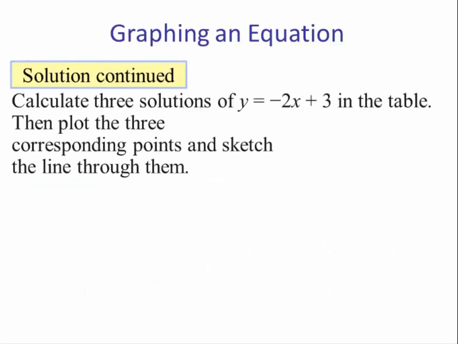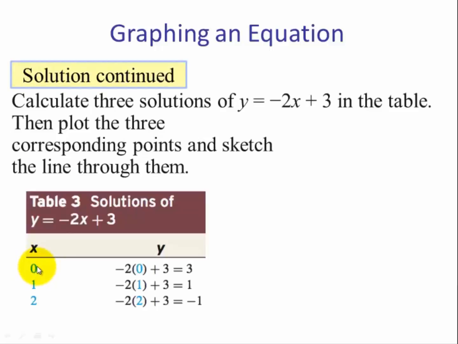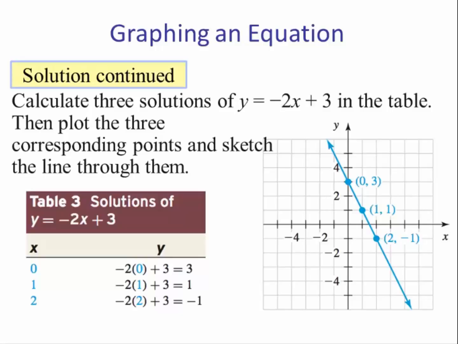So we're going to pick 3 points or 3 solutions. 0 is always easy to use, and 1 and 2. And if we substitute these values in for y equals negative 2x plus 3, we have our 3 solutions. If we plot these points on an xy plane and connect the line, we see that all 3 points are on the same line. So the y-intercept is 0, 3.